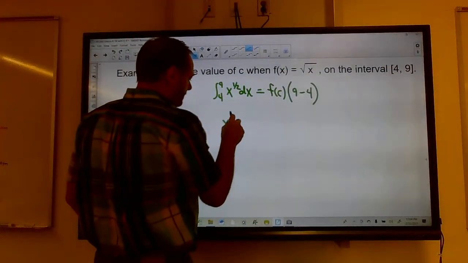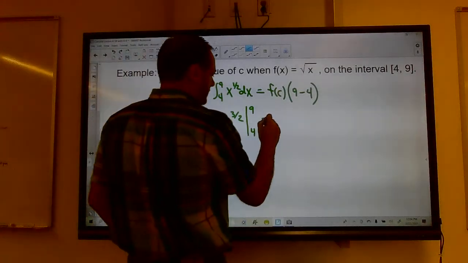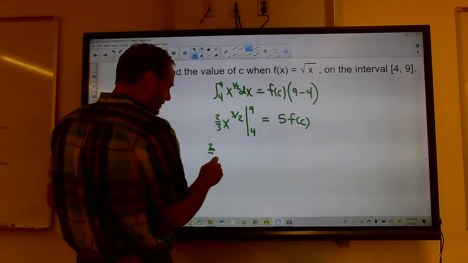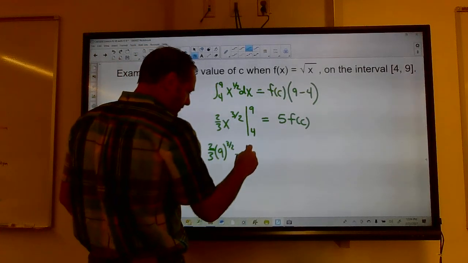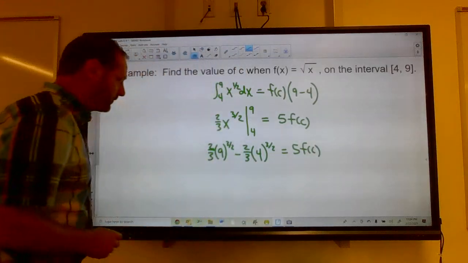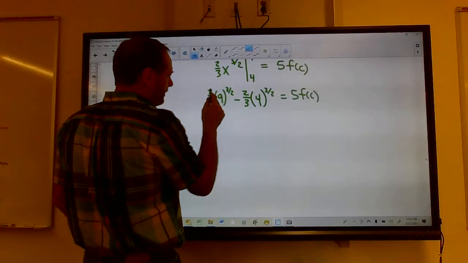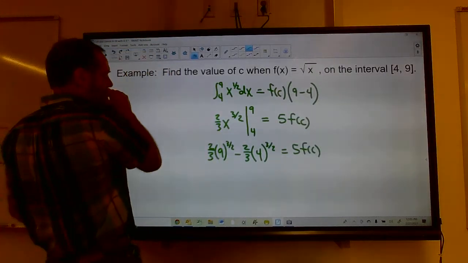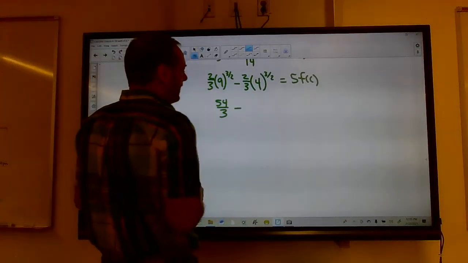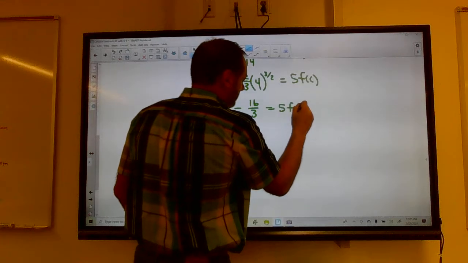Okay, so I can integrate this. That's going to be that, evaluated from 4 to 9. And this is going to equal 5 times f of c. So then this is going to be 2/3 of 9 to the 3/2 minus 2/3 of 4 to the 3/2. And that's going to equal 5 times f of c. So this is the square root of 9 is 3, and 3 cubed is 27. So this is 54 thirds minus the square root of 4 is 2, cubed is 8. So this is 16 thirds equals 5 times f of c.